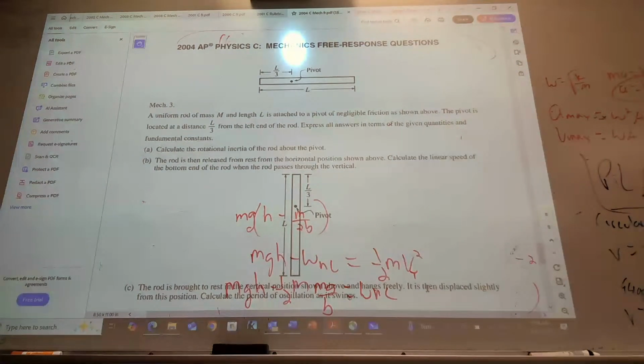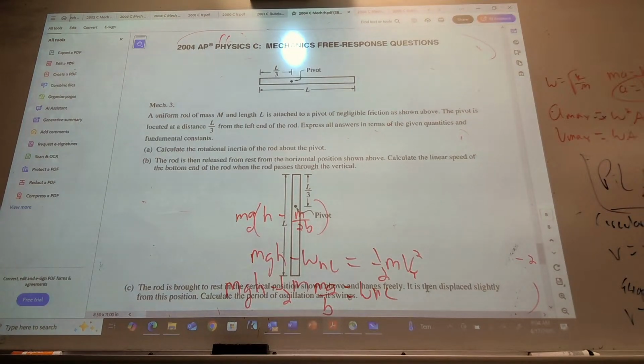Okay, so read that over. The inertia. Do we have the inertia for a rod in the packet? No, but they told you the pivot is located at a distance L over 3. Calculate the rotational inertia of the rod about the pivot. Basically, the easiest way for you to do this one is to remember: what is the rotational inertia of a rod through the middle? Does anyone remember that? Is it 1/12? 1/12 ML squared. Now that's not the answer, right?